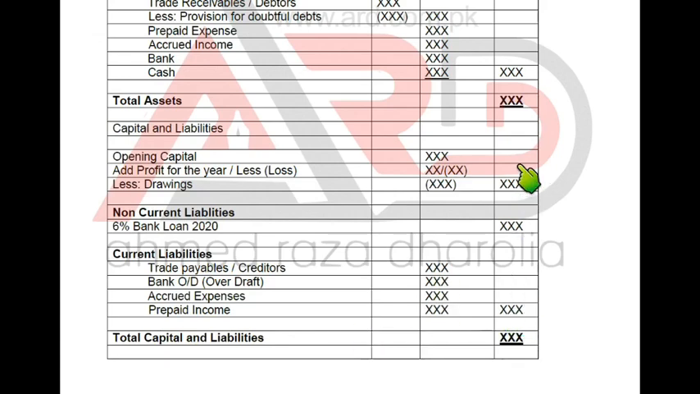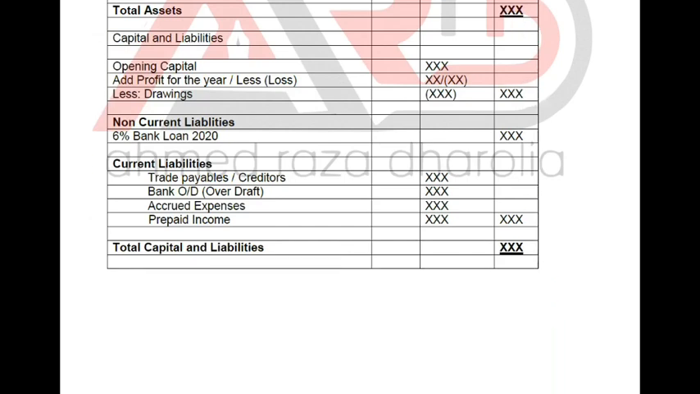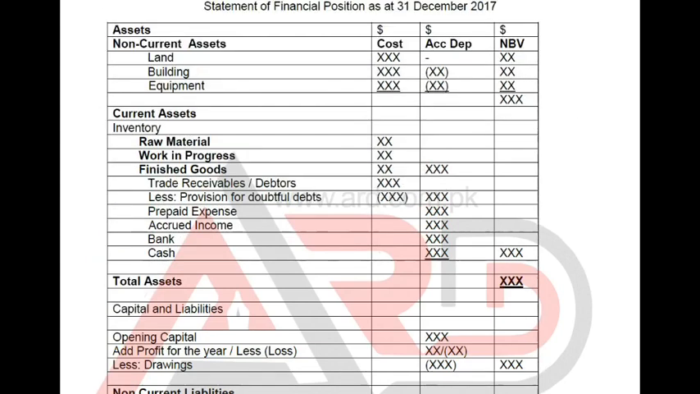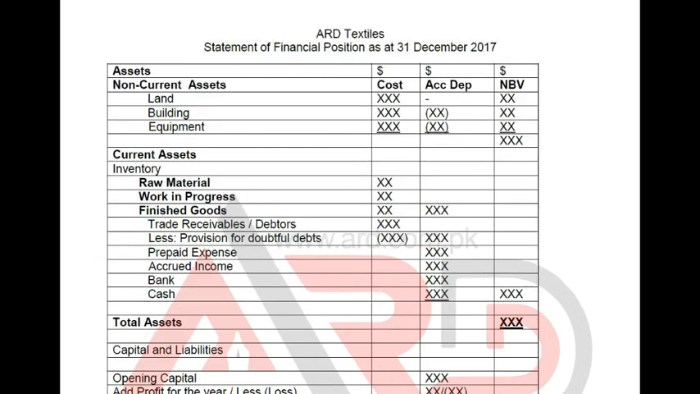Then we'll be adding up capital, non-current liabilities and current liabilities. The final figure is total capital and liabilities. As you are already aware, in the accounting equation, assets equal capital and liabilities. The asset side is always equal to capital and liabilities. So I'm sure you got a slight idea of how the manufacturing accounts are prepared. Now if we have some questions, we will be solving the question and you will be getting all the points together.